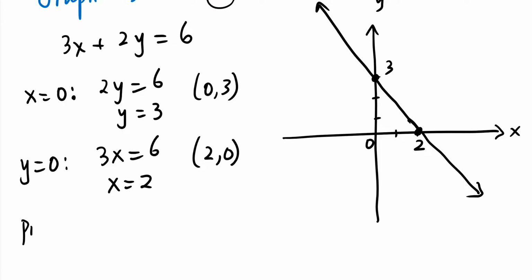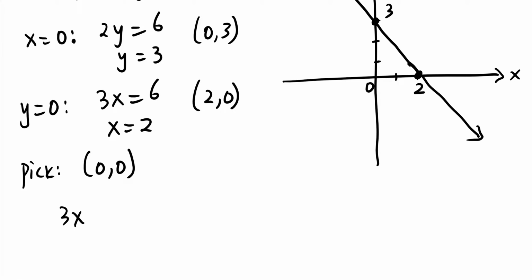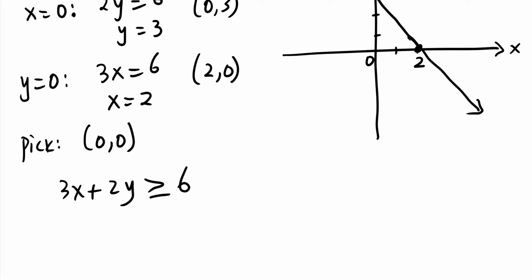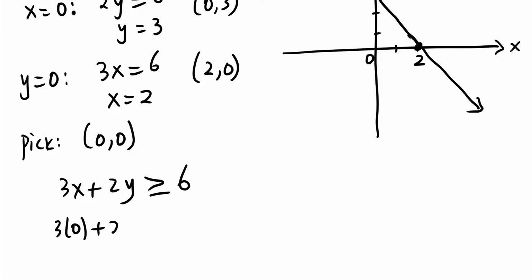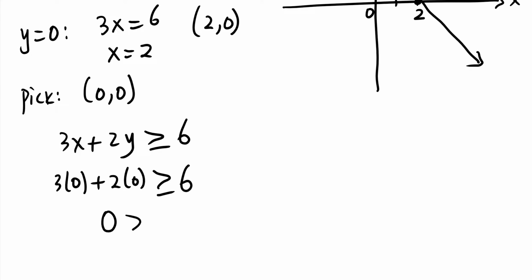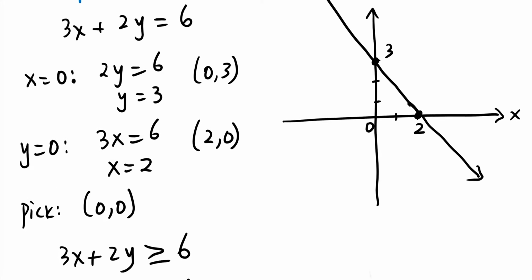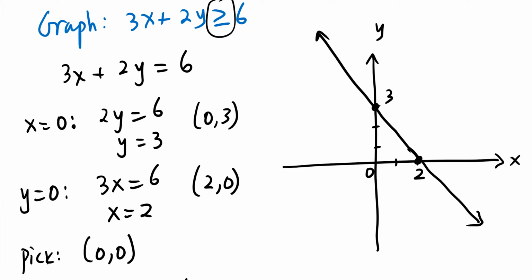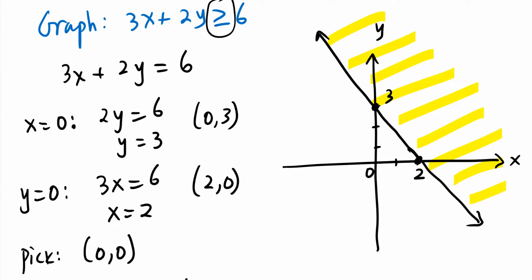We pick a testing point. 0, 0 would be the easiest. We rewrite the inequality: 3x plus 2y is bigger than or equal to 6. So 3 times 0 plus 2 times 0 bigger than or equal to 6. You get 0 bigger than or equal to 6. That's false, right? So the region that contains the origin is not a solution region. So it has to be the other region, this region here. That's the solution region.